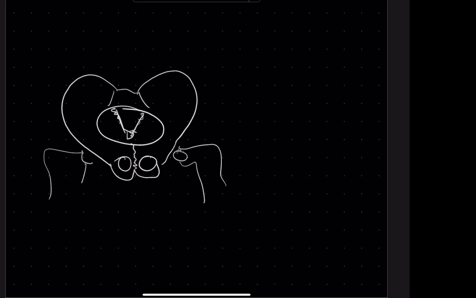I always imagine it as a bowl. So if you had somebody laying on their back, the pelvis is going to sit like this, right? I remember drawing this, so hopefully this is review for a lot of you. And it's the same thing front to back.